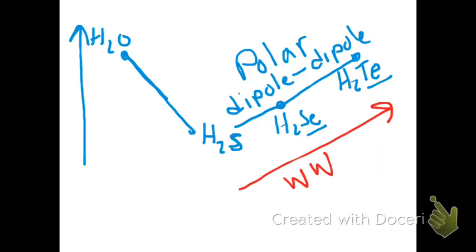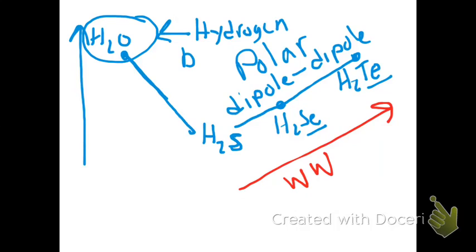So what about water over here? Why does water have such a high boiling point? It's got the smallest size, the smallest molecular weight, but yet it has the highest boiling point. Well, water is still polar, but it has an extreme dipole. It forms hydrogen bonds. And hydrogen bonds are such super strong intermolecular forces that they create extremely high boiling points, even though the molecule has a small molecular weight.